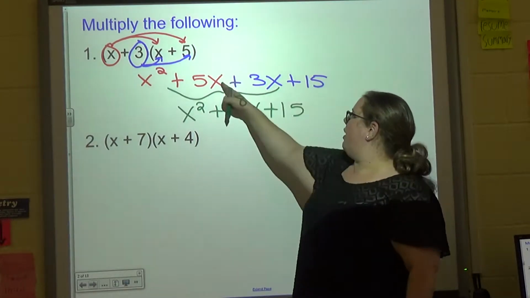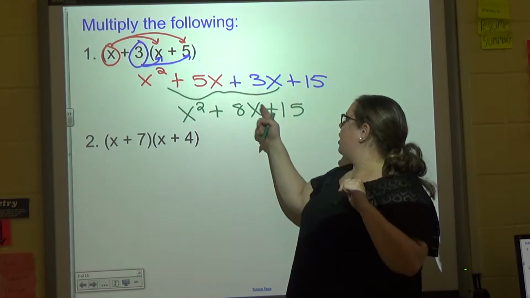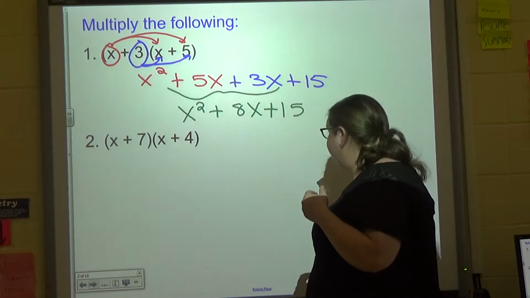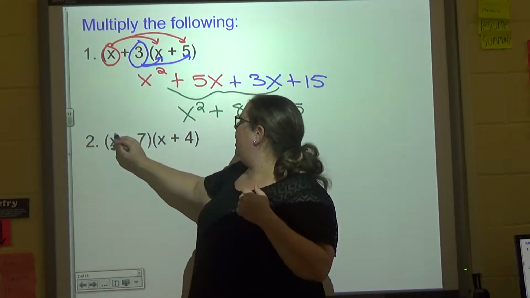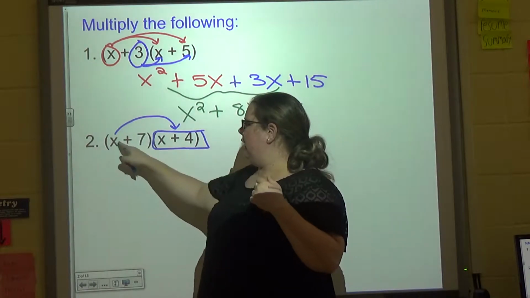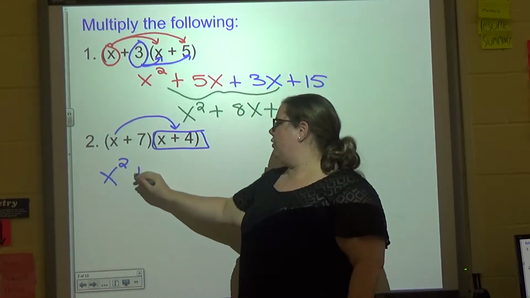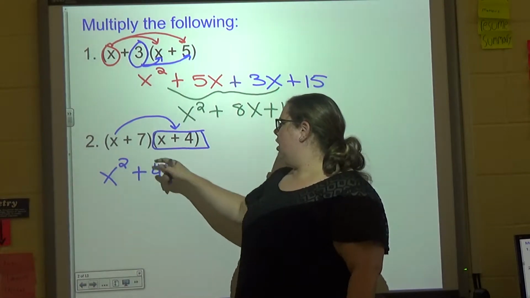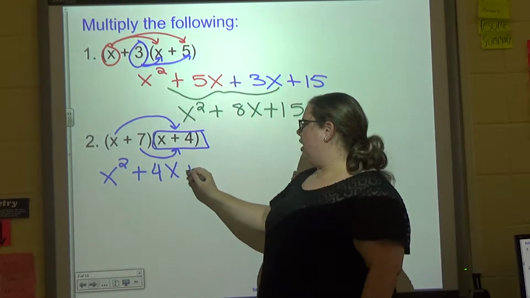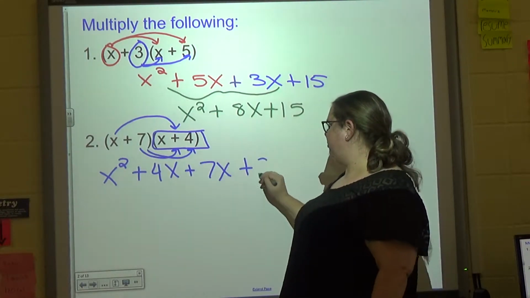And remember, when you combine like terms, the x's have the same exponent, and you do not change exponents when you add. Same idea for number 2. Multiply. X multiplies this entire binomial. X times x is x squared. X times 4 is 4x. And then we have to do the 7. 7 times x is 7x. And 7 times 4 is 28.